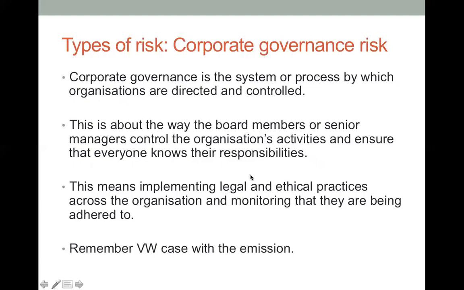And then corporate governance risks, which is basically about managing the process, managing the organization. And it is about how the board members or senior managers control the organization's activities and ensure that everyone knows their responsibilities. Okay. And this means implementing legal and ethical practices across the organization and monitoring that they are being adhered to. So corporate governance risks is basically about implementing legal and ethical practices.